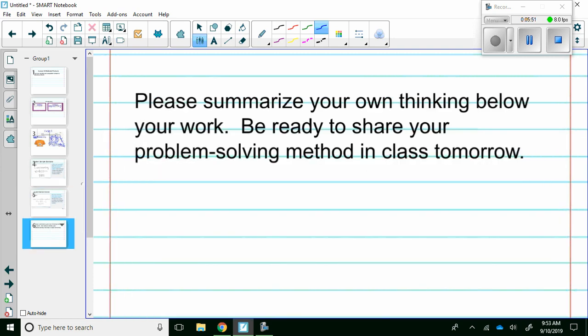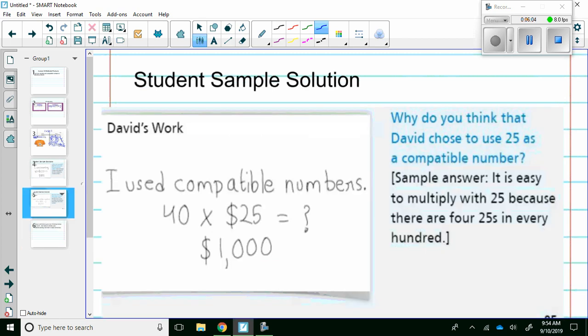So in the summary section, I want you to write what method you chose to use. If you chose rounding, explain how you rounded. Did you round by going to the nearest tens? Or did you use compatible numbers, where you chose two numbers that were easy to solve to get your answer?